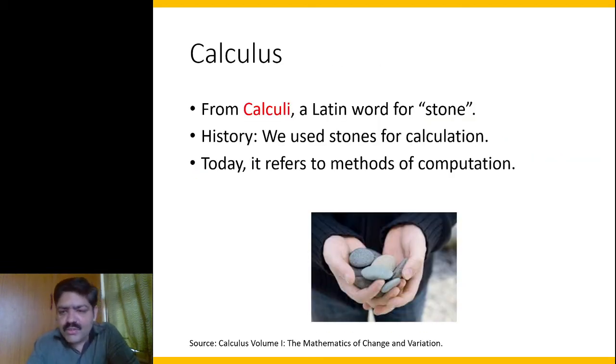A small story for you. The word calculus comes from the root calculi, a Latin word for stone. History tells us that we used stones for calculation. One stone to refer to one, and two stones refers to two, and so on. The problem is that counting large numbers would mean we need to carry huge sacks of stones. Okay, I'm kidding here.